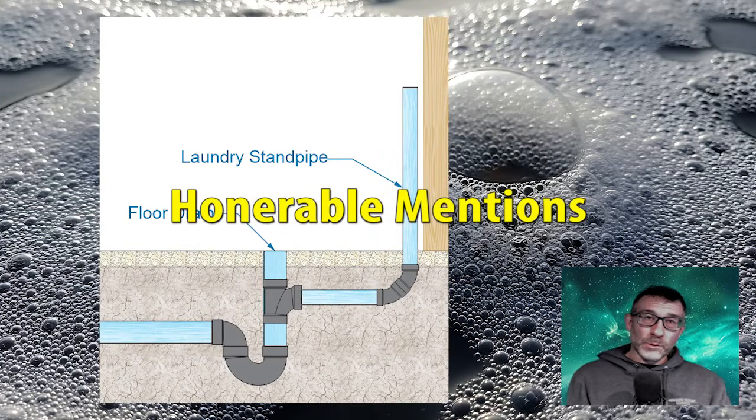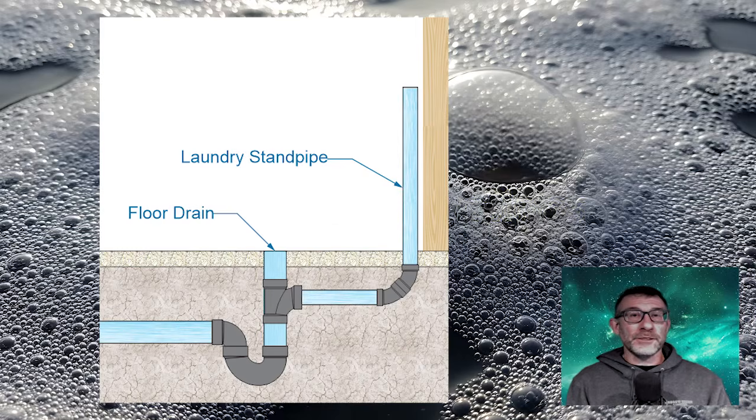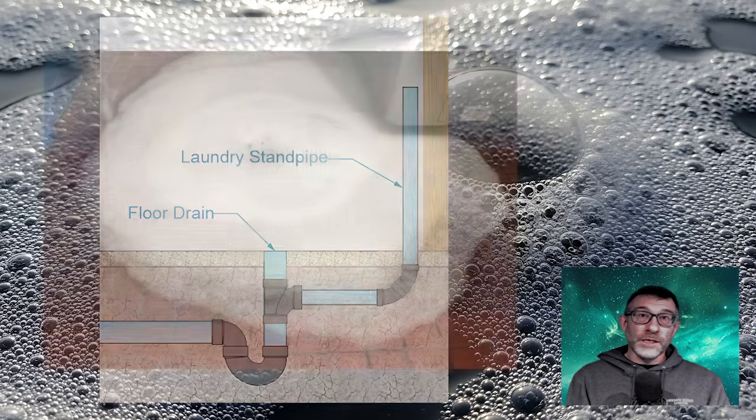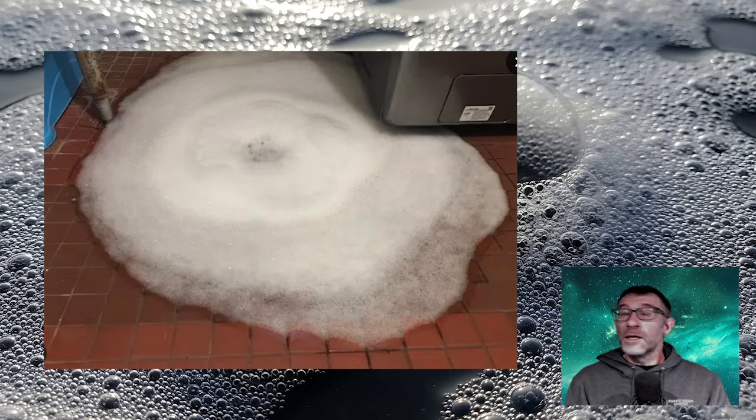Now I have a couple honorable mentions which technically are not code clauses but are good practice. There's a long history from back in the day, and I'm talking decades ago, where they'd take the laundry standpipe and join it straight into the side of the floor drain. And we would call this a running trap. So whenever that clothes washer would drain, it would go straight into the floor drain and make a whole bunch of suds and come up on the floor. Don't do that.